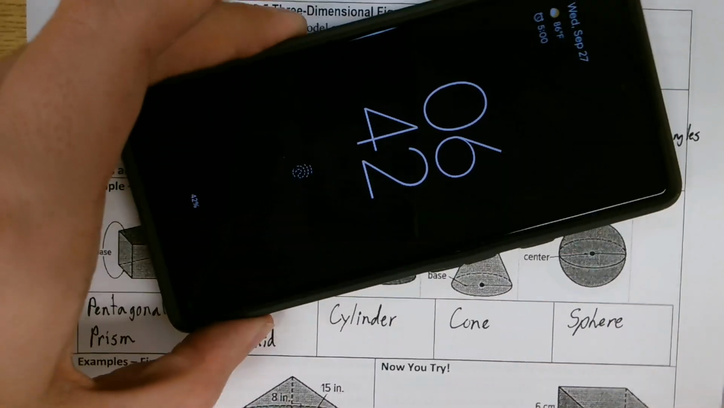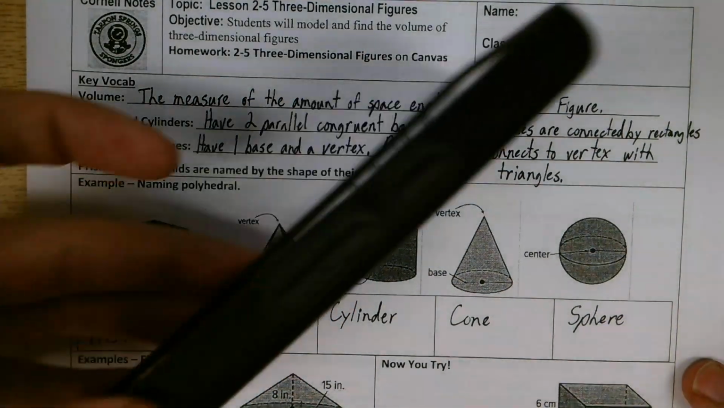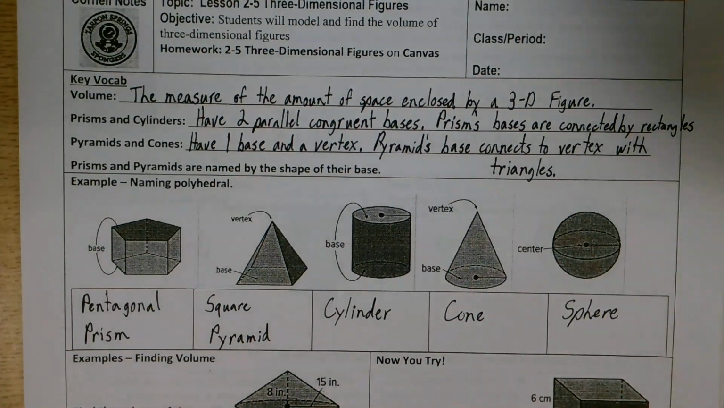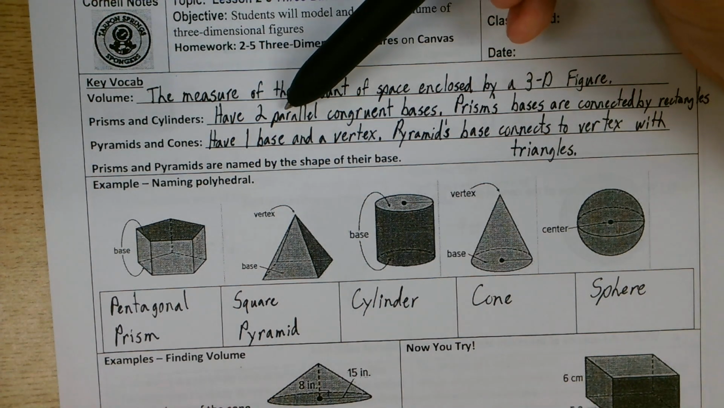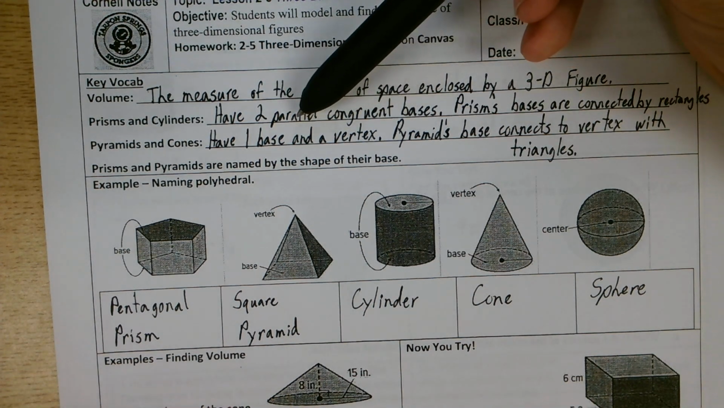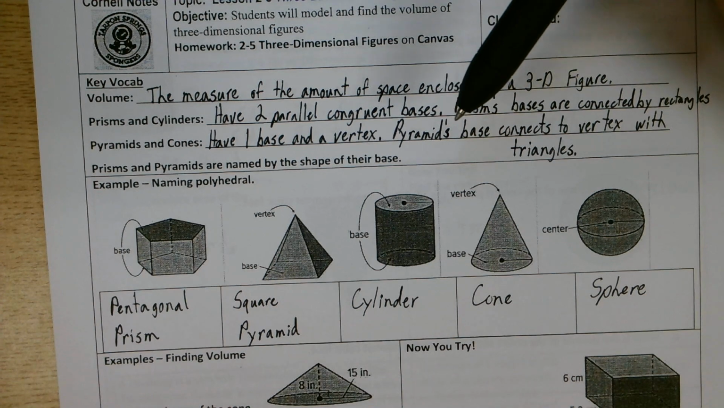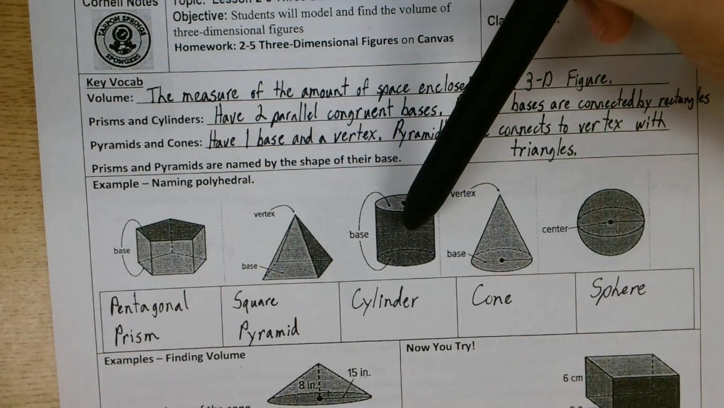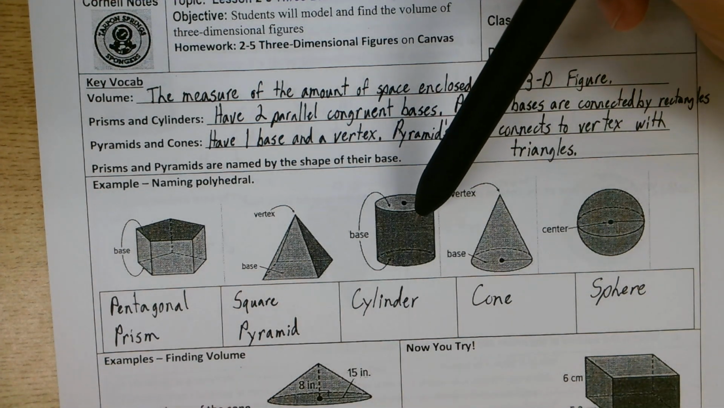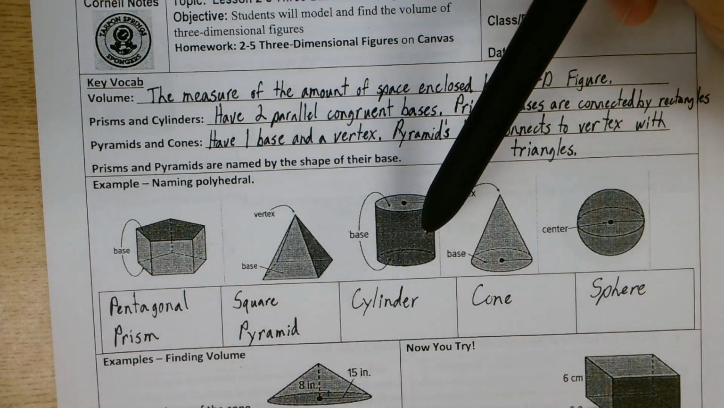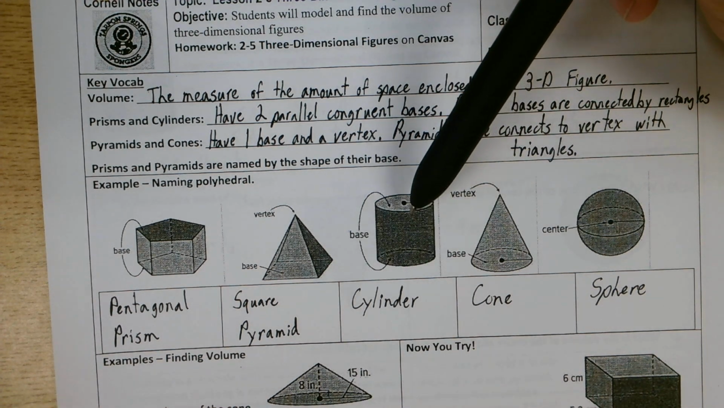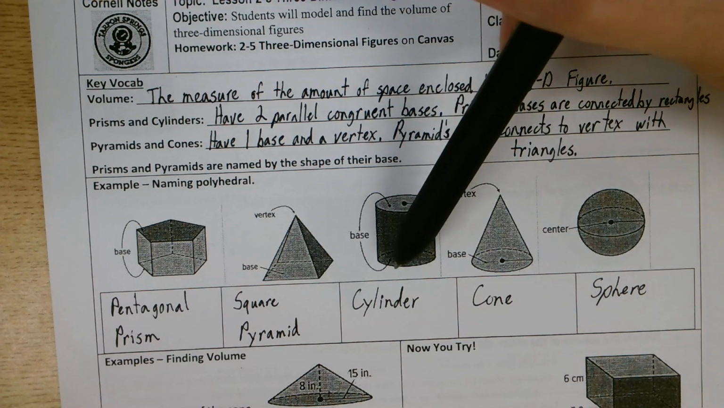My phone would be an example of a prism because it's a 3D shape which has two faces that are the same size, congruent, and parallel to each other. Cylinders are your cans of soup, your water bottles. Tires and wheels are examples of cylinders. They have two parallel bases that are the same size.